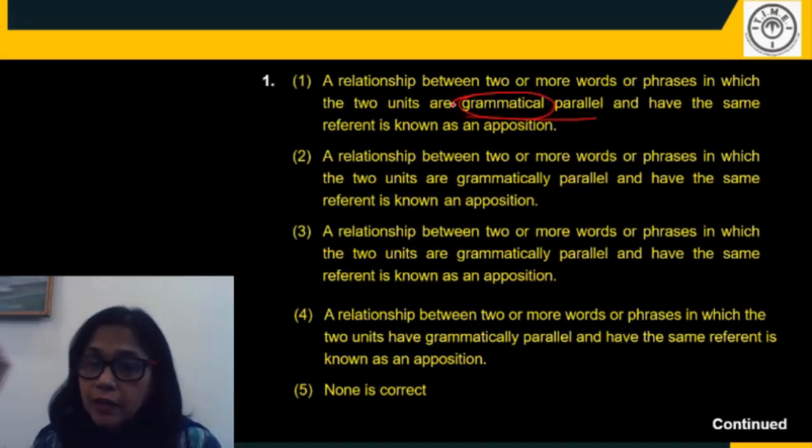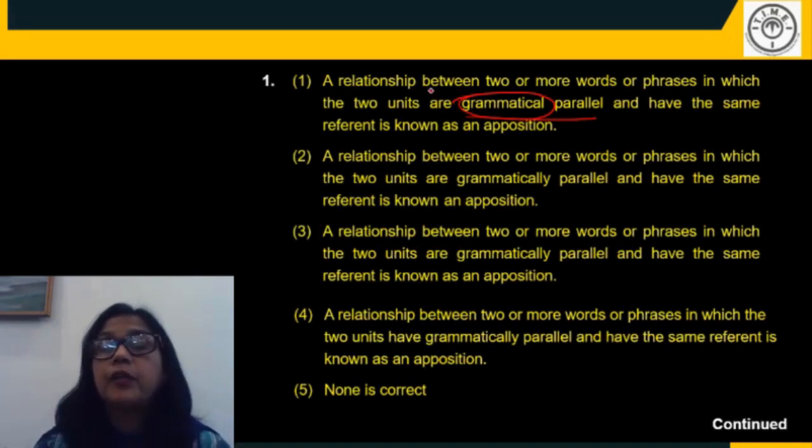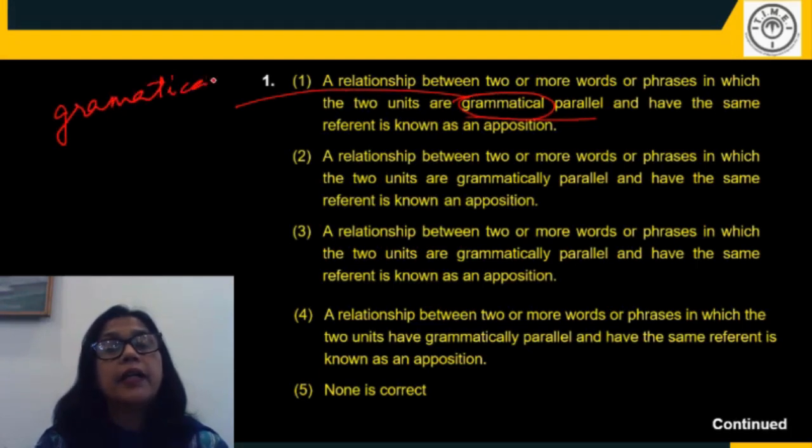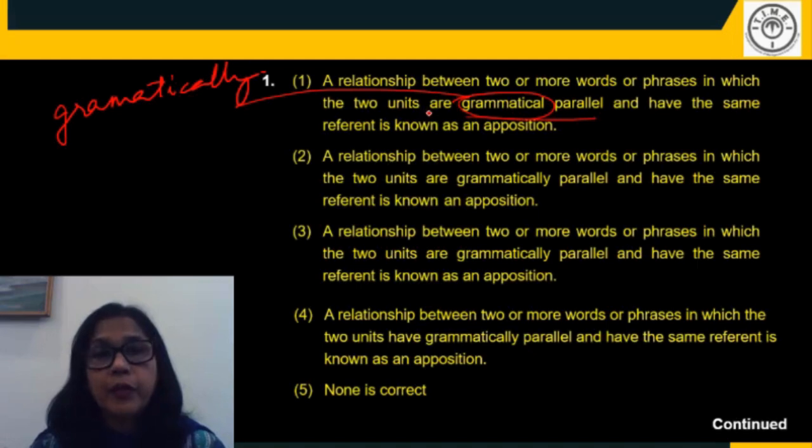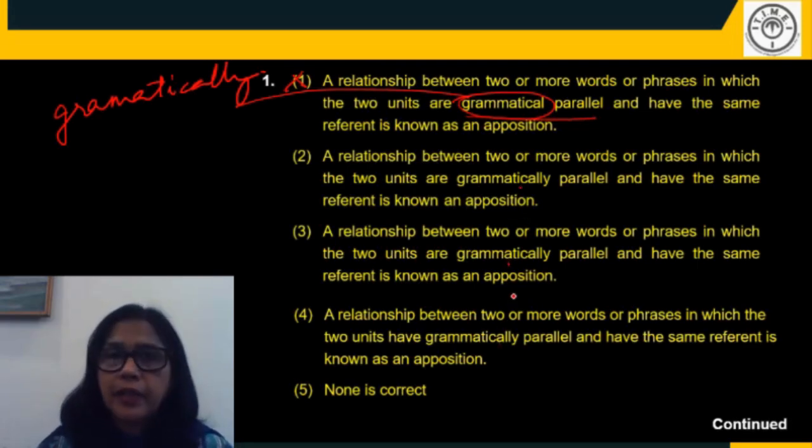Which word do we need over here? We need the word grammatically. That means we need an adverb over here. Are grammatically parallel and have the same referent is known as an apposition. So A is wrong, the first one is wrong. And that error is not there in any other sentence.